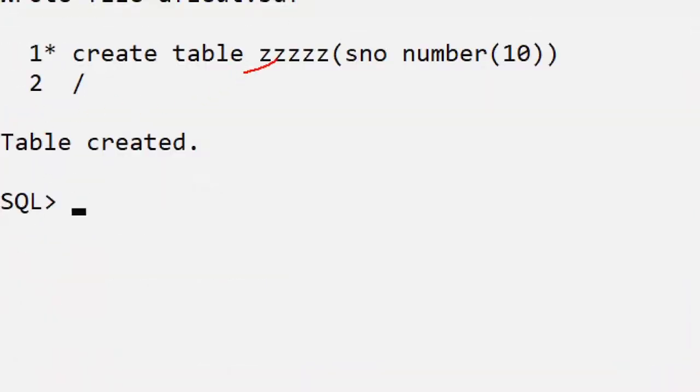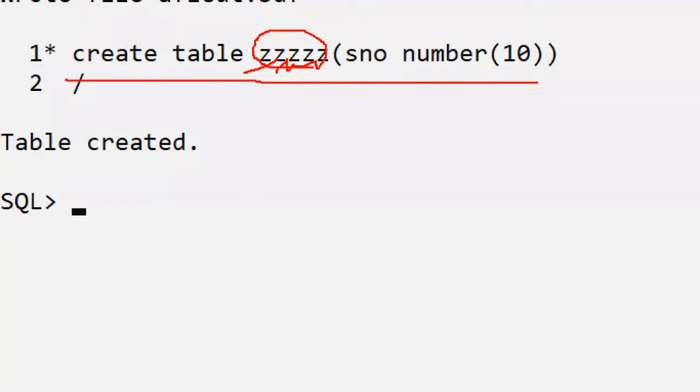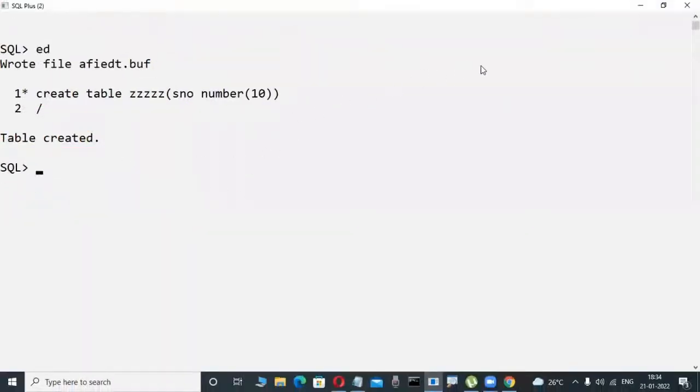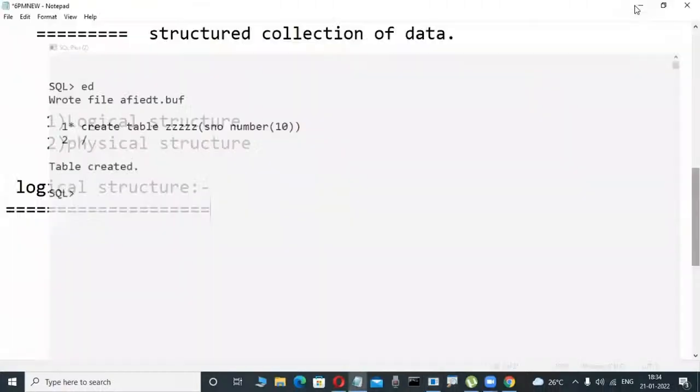Slowly observe here. Z is a name I'm giving. The table I'm creating only in my Oracle database, or SQL Server database, or MySQL database. I'm creating a table. Okay, fine. Table is created. Slowly observe it here. This table is created.